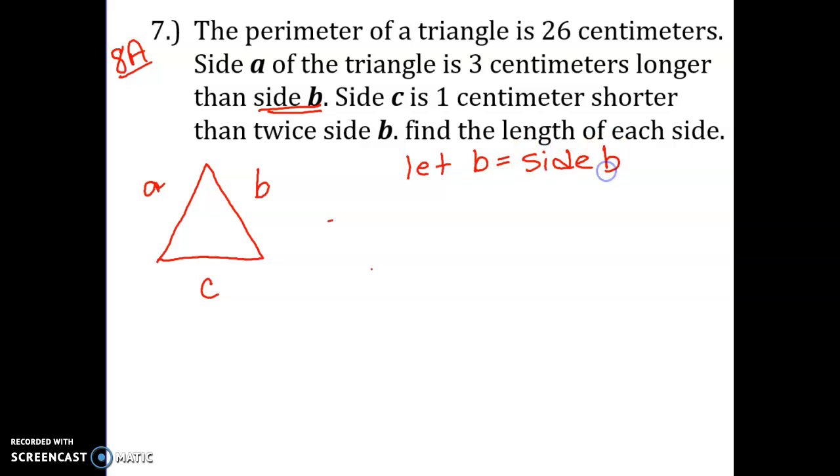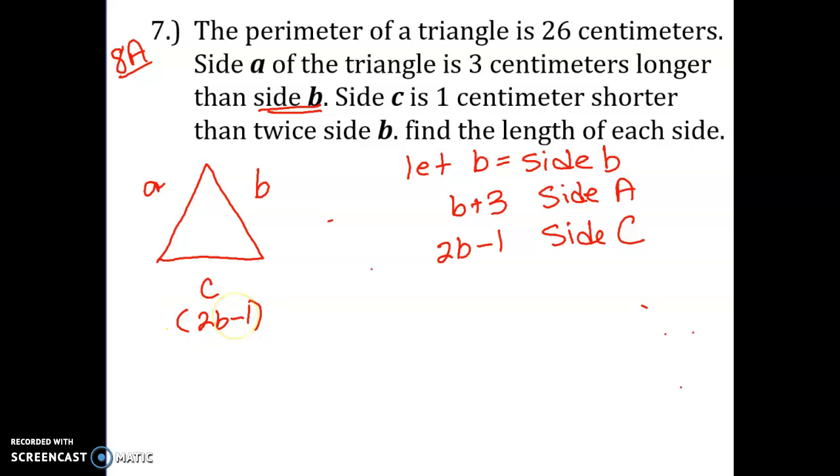Okay, and this is a little confusing. But if B is side B, side A is going to be 3 centimeters longer than side B. So the expression for A, in this case, side A is going to be B plus 3. So that would be side A. And the expression that represents side C, it's 1 centimeter shorter than twice side B. So 2B minus 1 would be our side C. So as long as we have our expressions for all of these, side C would be 2B minus 1, and side A would be B plus 3. Okay, so notice now we have all of the sides just with the variable B.